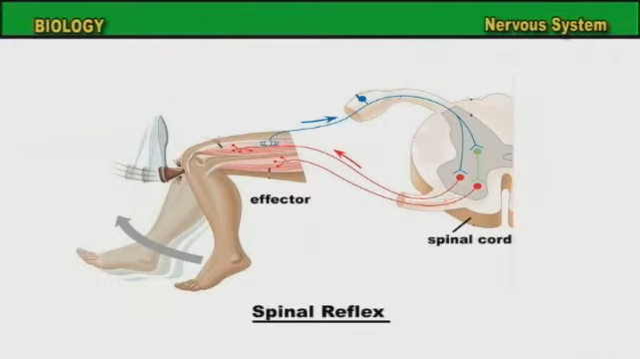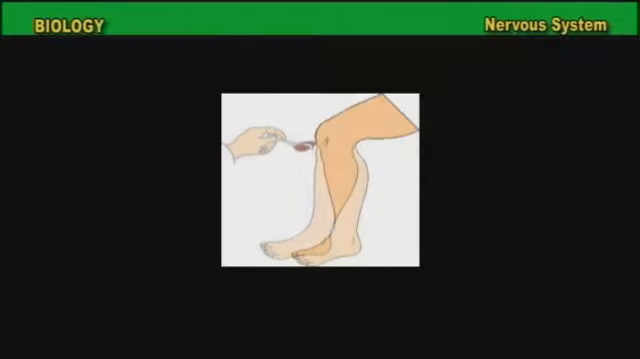The spinal reflex occurs when the sensory neuron forms a synapse with the motor neuron within the spinal cord. An example of this on the body is when you tap your knee in a certain place, your leg gives a little kick. This is called the knee jerk, and it is often used by doctors to find out if the patient's spinal cord is working properly.